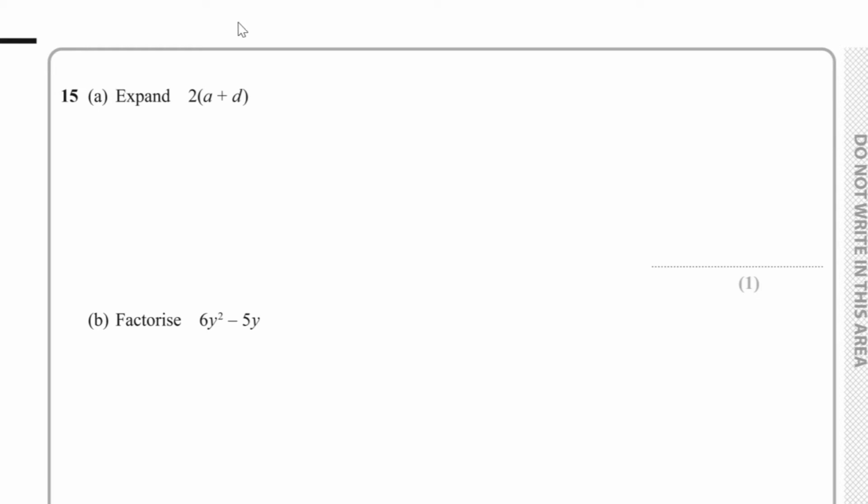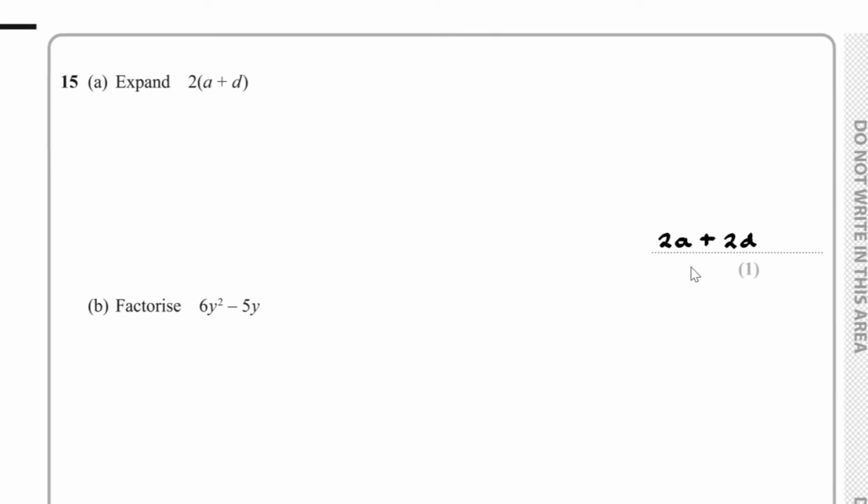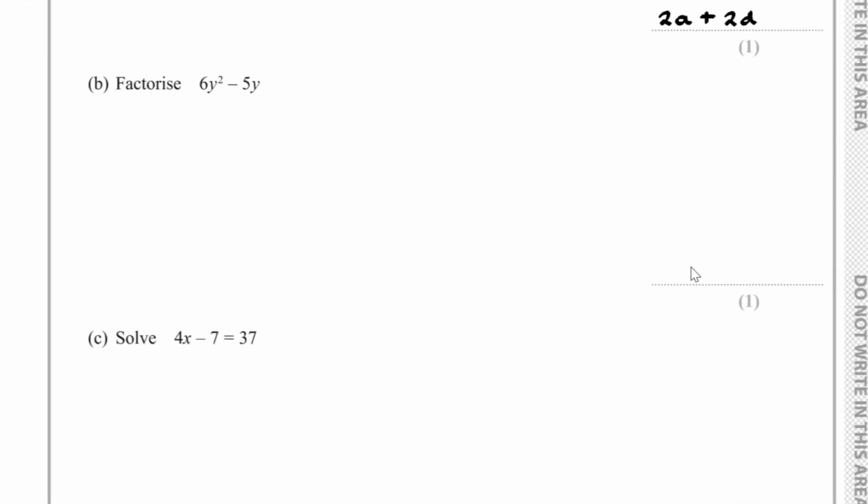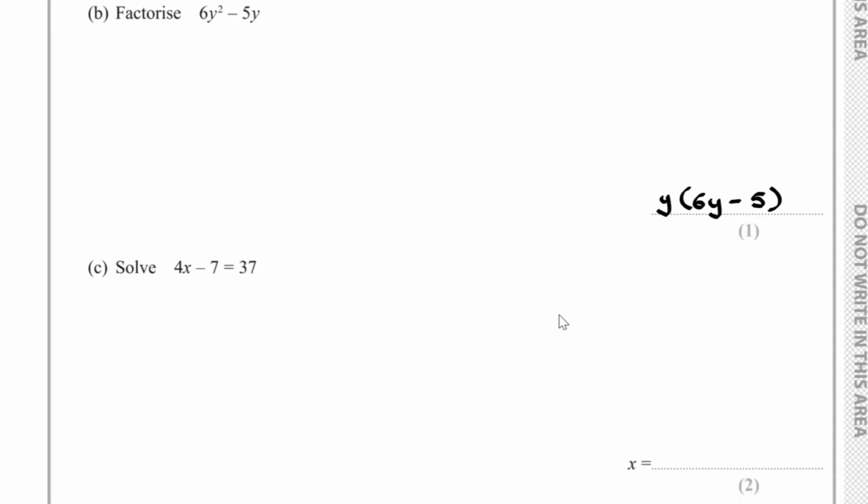Question number 15. For part A, we have to expand 2 times by a plus d. 2 times by a is 2a. 2 times by d is 2d. Then for part B, we have to factorise 6y squared minus 5y. Well, nothing's common in terms of the numbers, but in terms of the letters, y belongs to both, and then inside the brackets we'd have 6y, subtract 5. This expands to give 6y squared minus 5y.